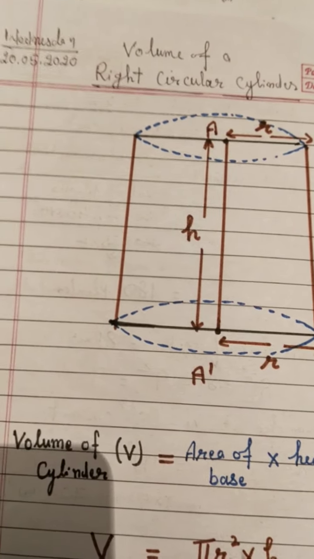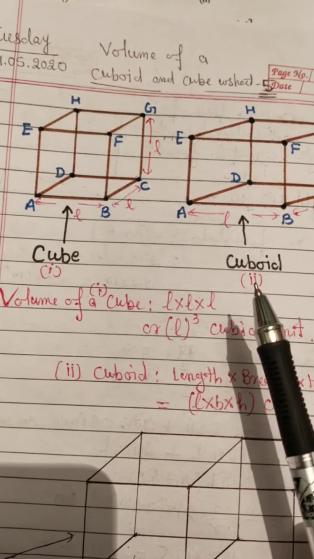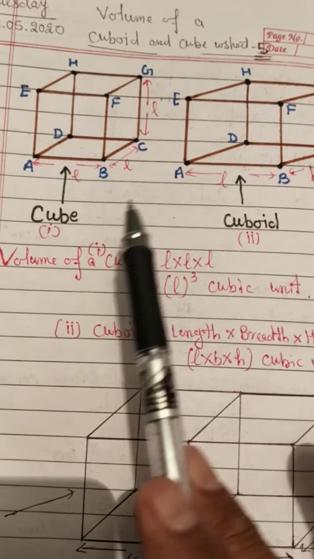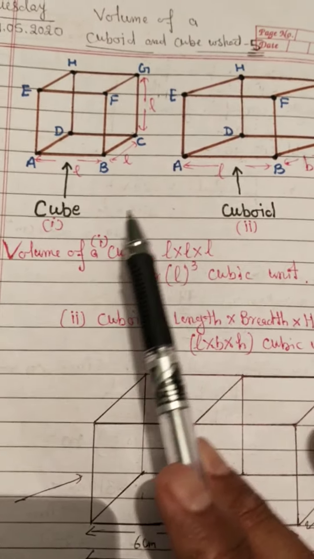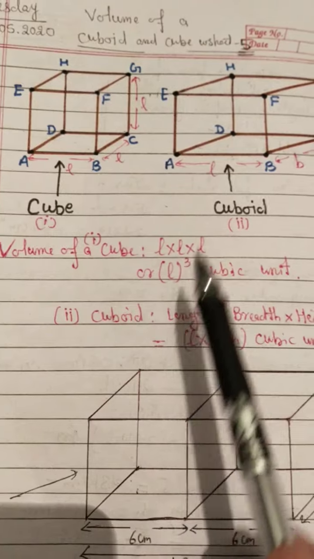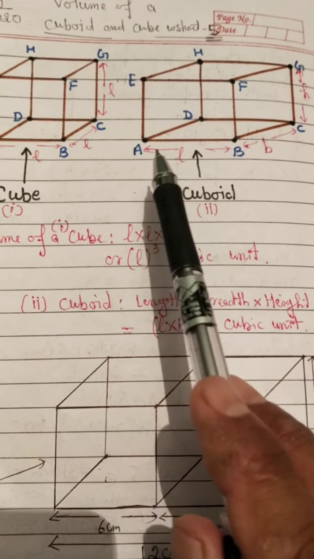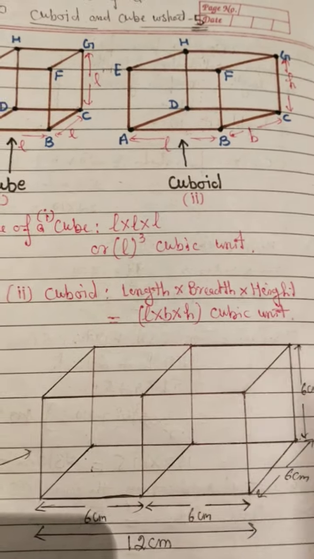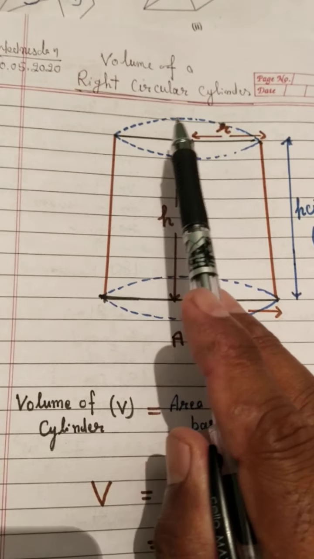So, yesterday we found the volume of a cube and a cuboid. The amount of space occupied by a solid, the measure of the amount of space a solid occupies, is called volume. To find the volume of a cube, in a cube all edges are equal, so edge into edge into edge, edge whole cube, side whole cube or L whole cube cubic unit. For a cuboid, length, breadth and height are different, so volume of cuboid is equal to L into B into H cubic unit. Now today we go for worksheet 6, volume of right circular cylinders.